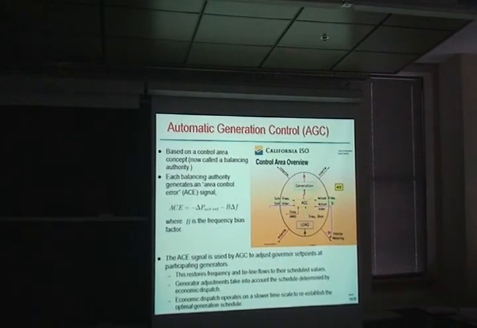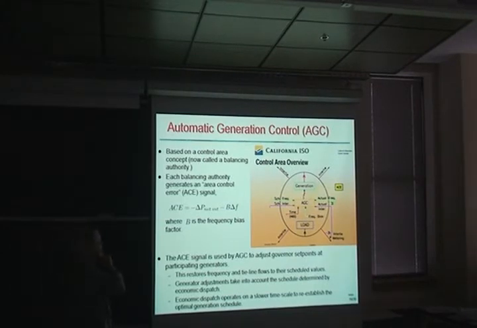There are a few other control loops. So unit commitment decides which generators should be in service. It's based on a forecast, and forecasts are always in error. So you need some feedback process to keep matching up the actual generation with the actual demand. So automatic generation control provides that feedback process.